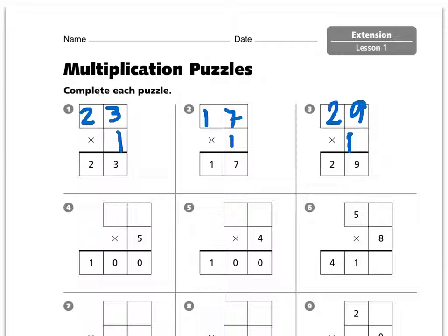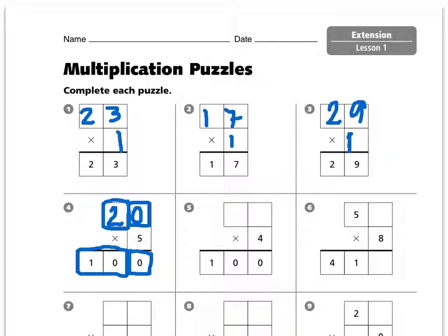Let's look at 100. I need to think about 5 times what equals 100, or 100 divided by 5 equals what. I can also think that the number that's going to go in the 10 spot needs to be what times 5 equals 10. And I know that 2 times 5 equals 10. What goes in the 1 spot needs to equal 0. So 5 times 0 will equal 0.